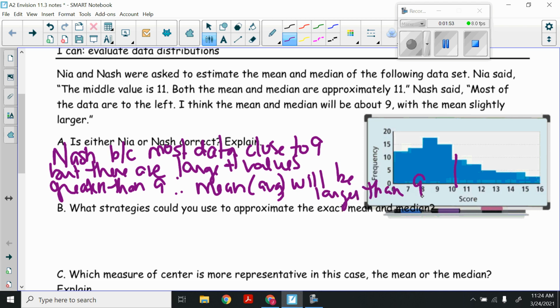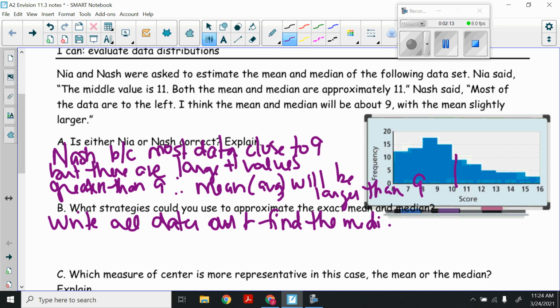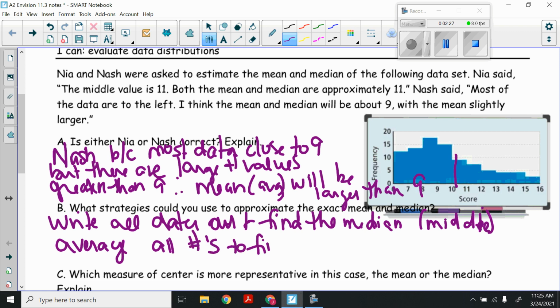It says, what strategies could you use to approximate the exact mean and median? So to find the median, we would write all the data out and find the median, which again, remember, is just the number in the middle. And then we would average all the numbers to find the mean.